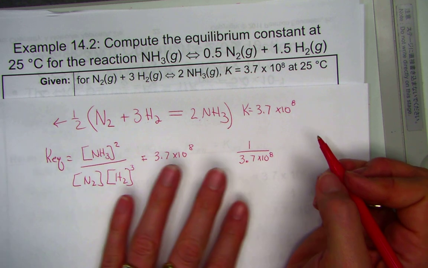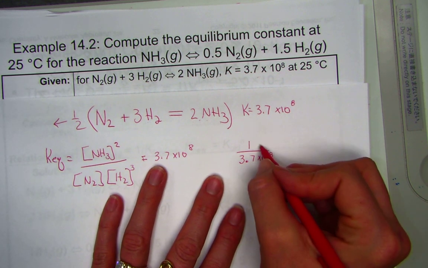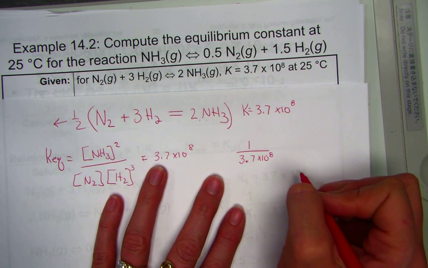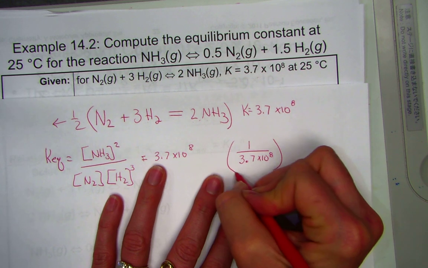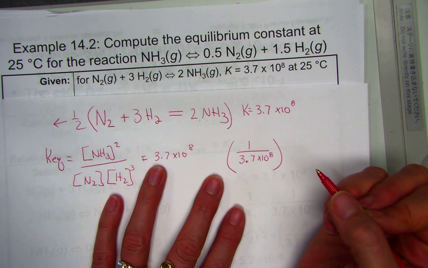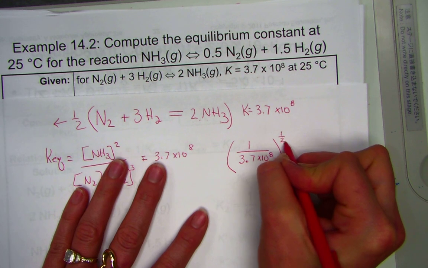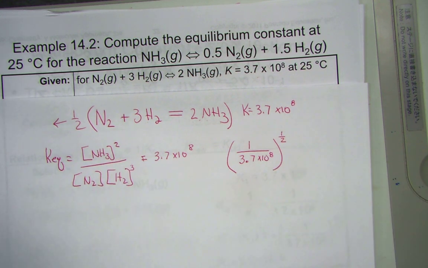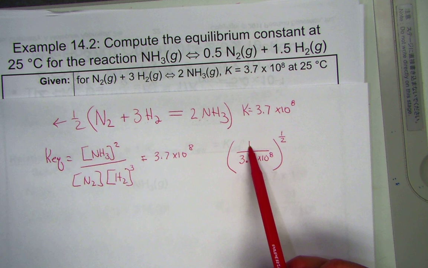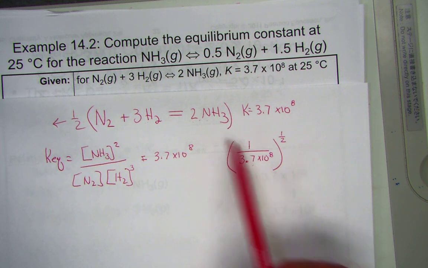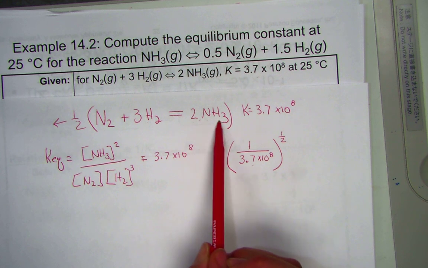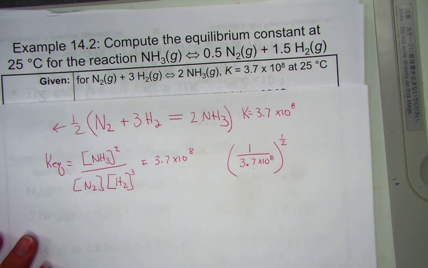So the first thing we did when we flipped the direction, we took the reciprocal of the original value. And when we distributed a 1/2, we took half the amount. We have to raise it to the power of 1/2. Flipping the direction says 1 over the original equilibrium constant. Distributing a 1/2 through the coefficient says raise it to the power of 1/2.